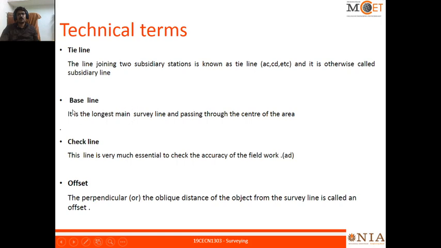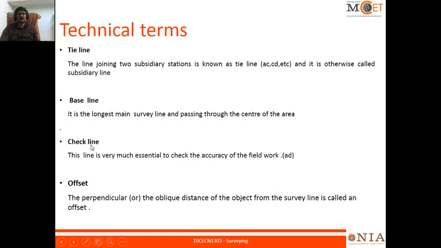Base line, it is the core line. It is the longest main survey line and passes through the center of the area. So mostly the longest line in any surveying area will be the baseline.